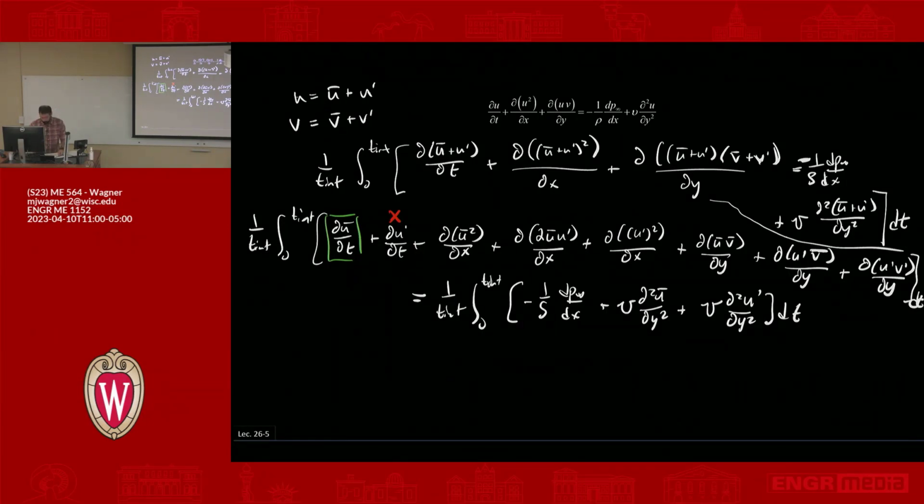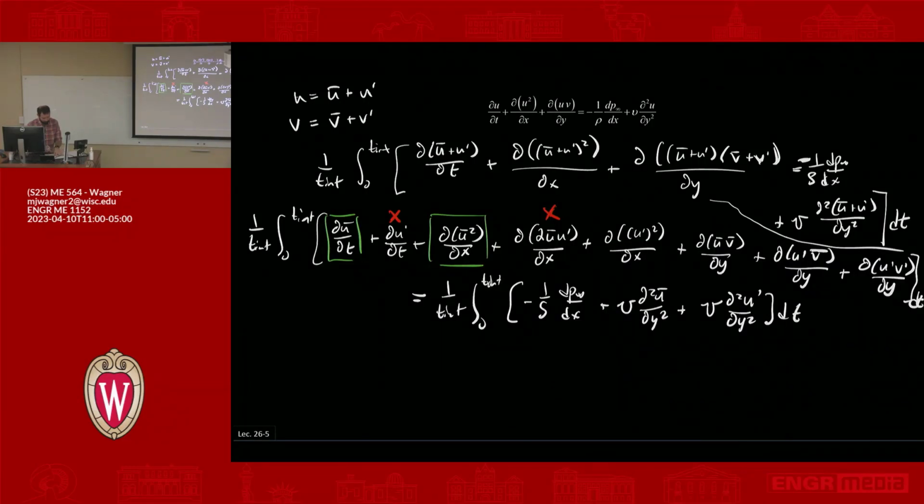Obviously that's not going to go away. That's going to stick around. The next term is the partial of 2 times u prime. So we have the u prime term multiplying an average velocity. You're still oscillating around 0, just oscillating more around 0. But nonetheless, when you integrate that over time, it's going to go away. So this term goes away.